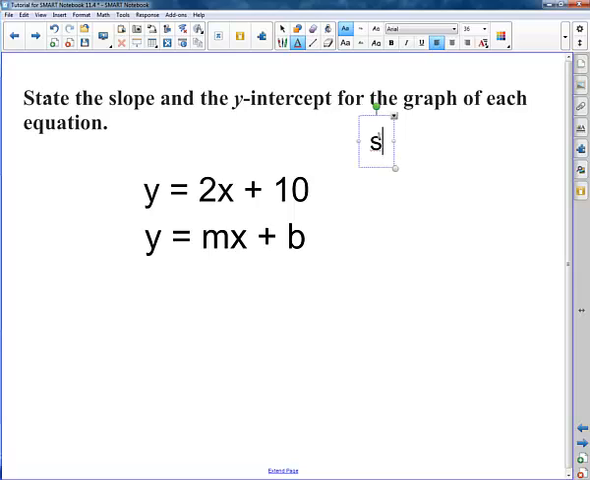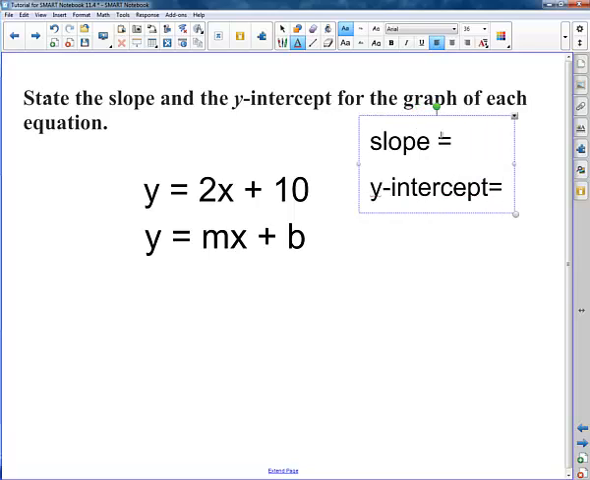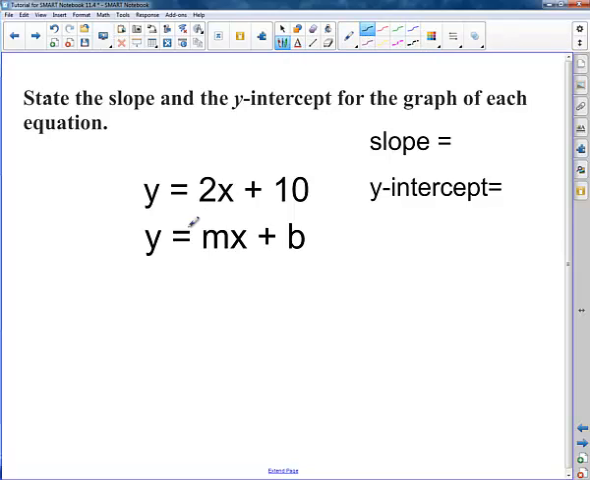So now that these are lined up, what I'm looking for is slope equals, and y-intercept equals. Once I have it in this format, y equals mx plus b, m is your 2. So the slope is 2, and then your b is just positive 10. That's all you have to do. So many of you got that wrong. All you have to do is line them up. The first number in front of the x is your slope. The second number there is your y-intercept.